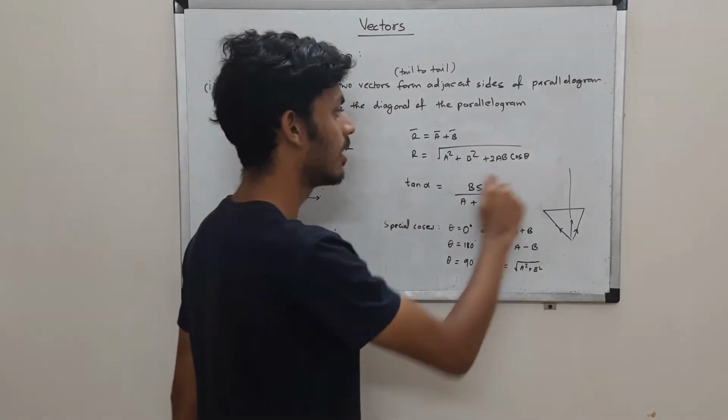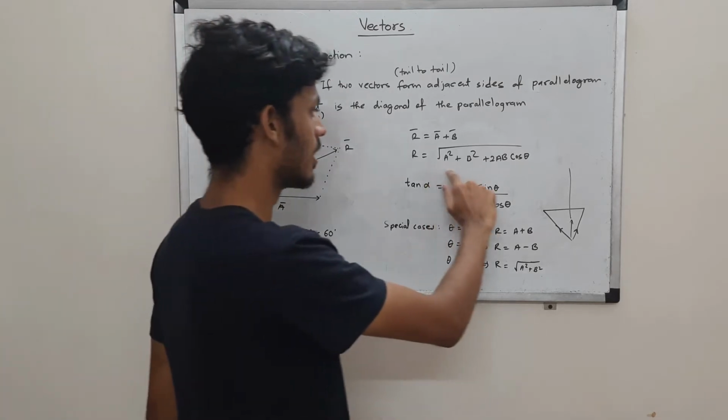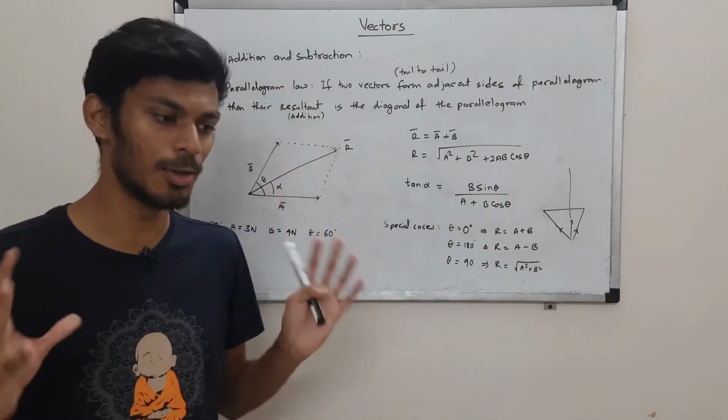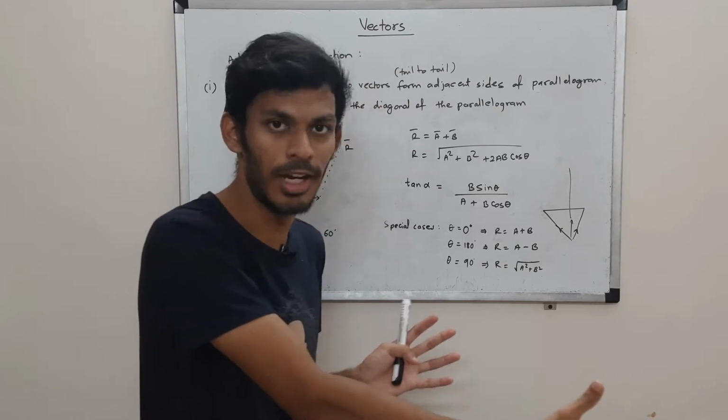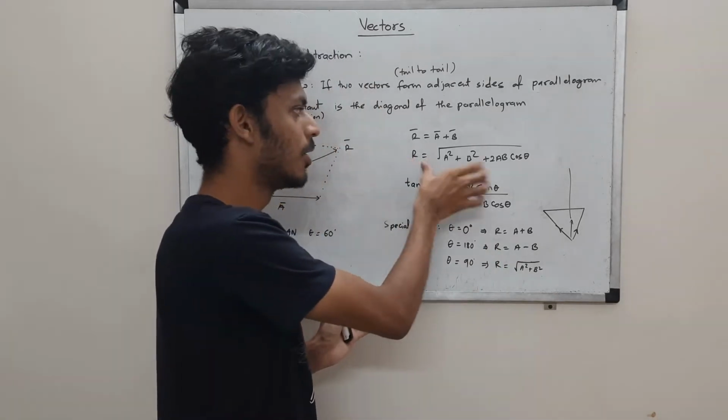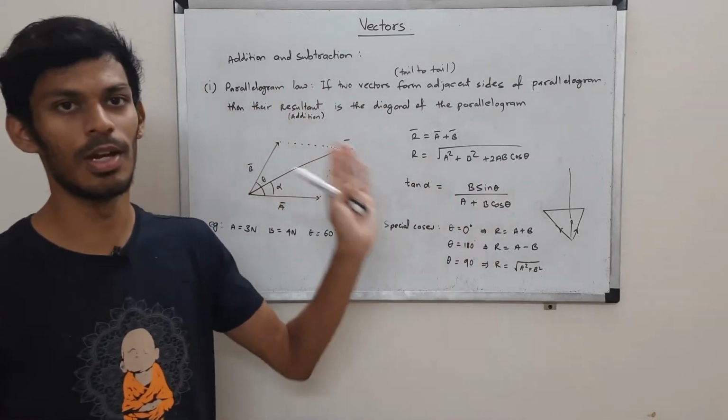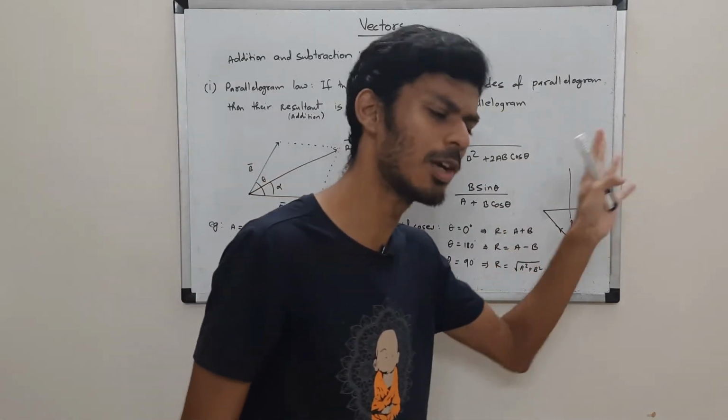So the magnitude of the resultant is given by this. When you add two vectors, you get a vector, and the magnitude of that vector is the square root of A square plus B square plus 2AB cos theta.